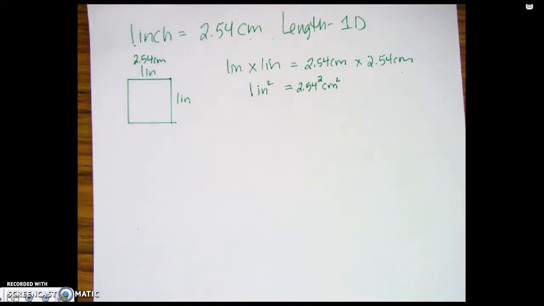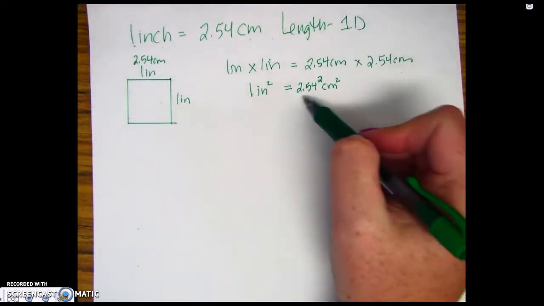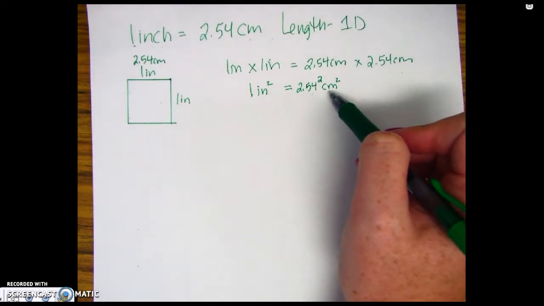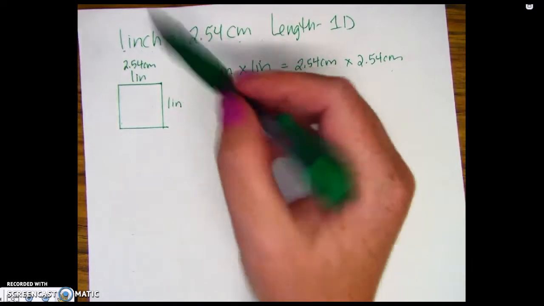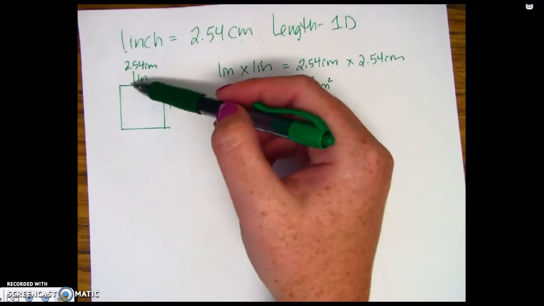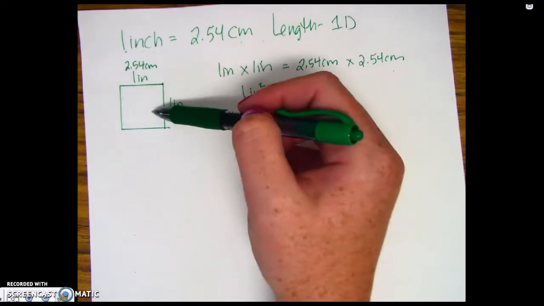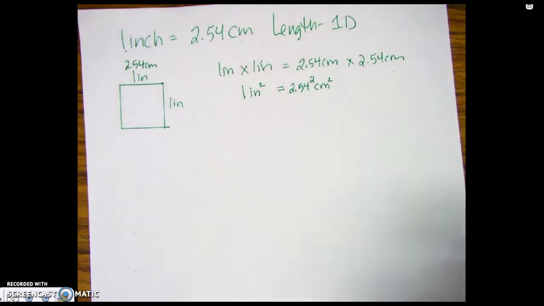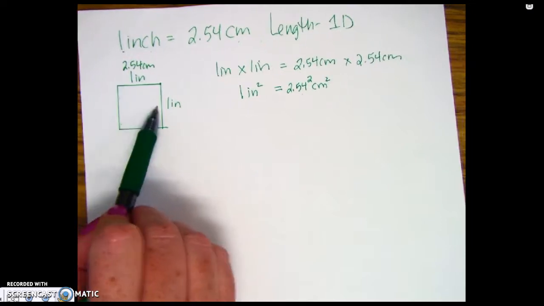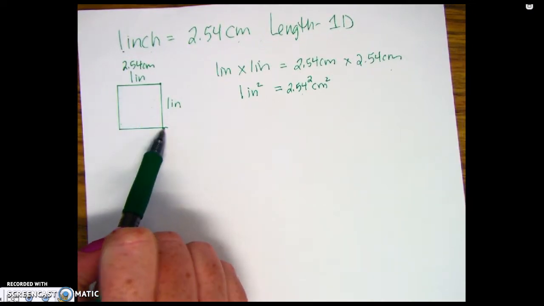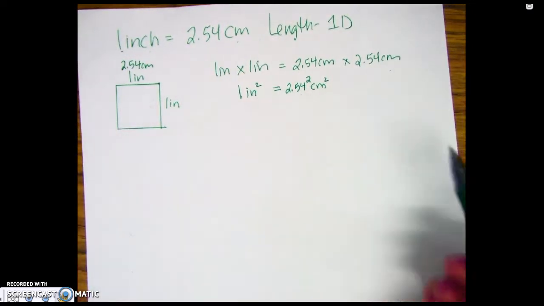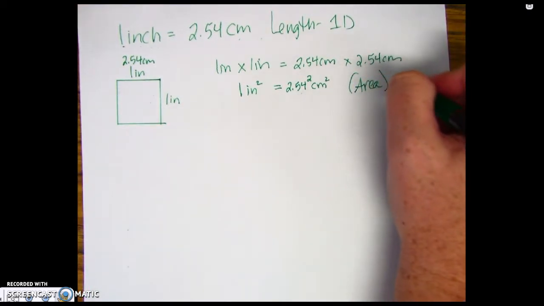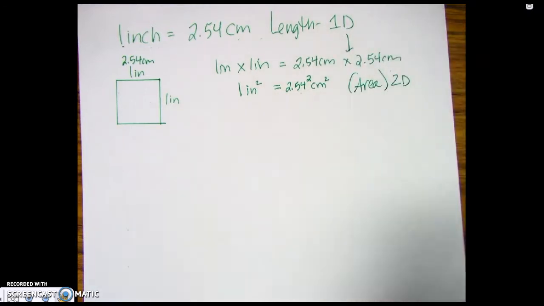Now, if I did 2.54 squared, I actually get about 6.4516 centimeters squared. So if I were to divide this, I would have about 6.45 square centimeters in here. That's the number of squares. This is legit 1 inch squared. Now, this guy's area is 2D, and this guy was length, that's 1D.